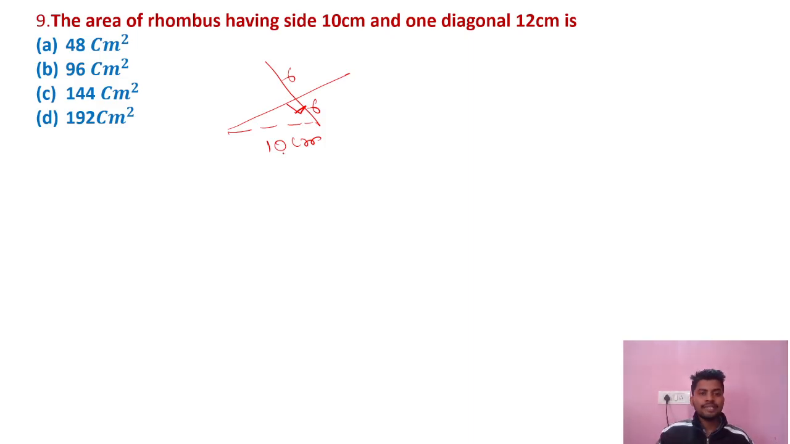Then, as we know, 6, 8, 10 is a triplet. So the other will be 8. So it is also 8. So the diagonals are 12 and 16. So half into 12 into 16. So half into 16, that is 8. 8 into 12 is how much? 96. Okay, so 96 centimeter square is the correct answer.